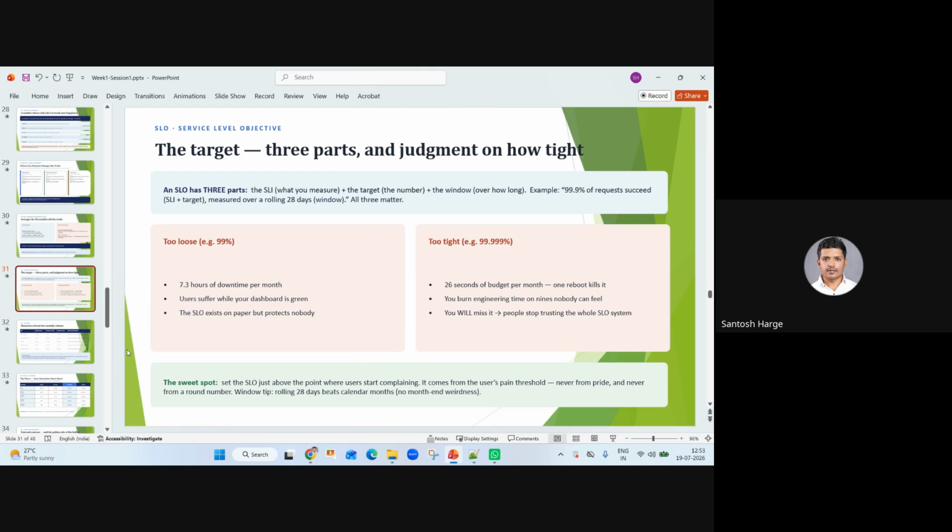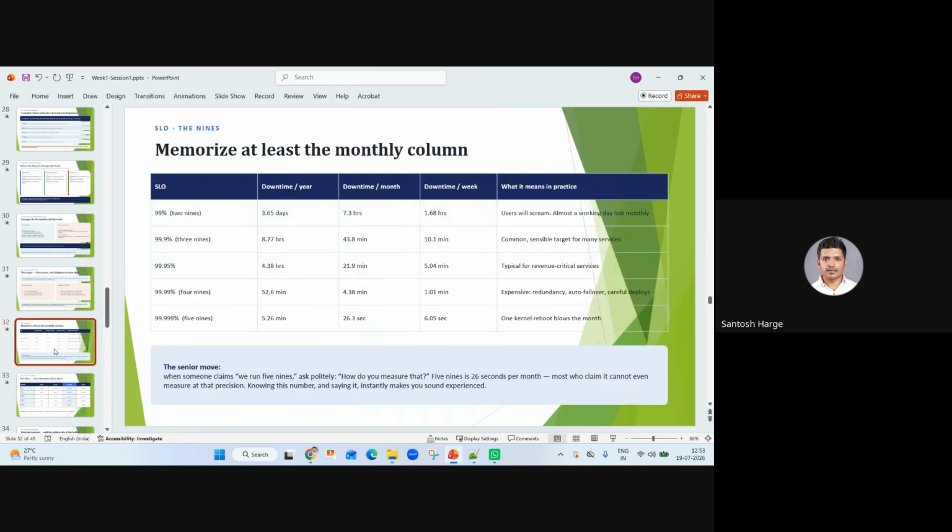Here we have a table where, based on the percentage of availability, we can set the downtime. You can keep this in mind. It is usually helpful, and I will be sharing this slide. These things will help you when there are questions like what exactly the SLO you will set for your application, or what is the downtime for your application in a month.